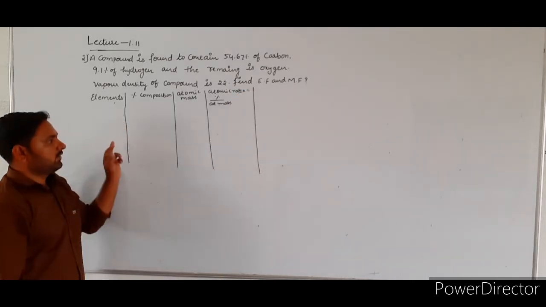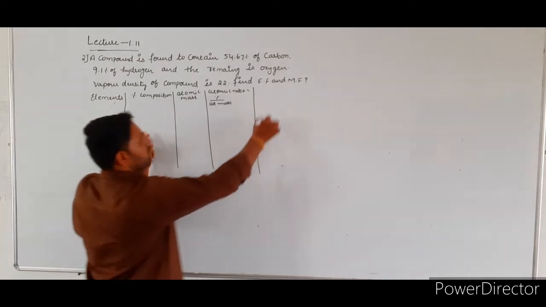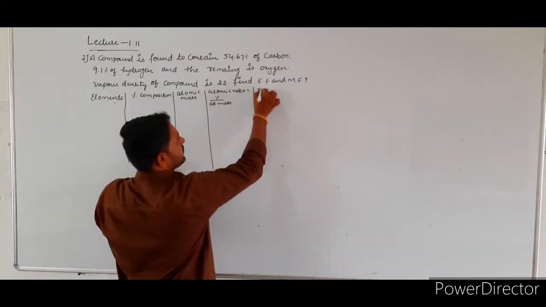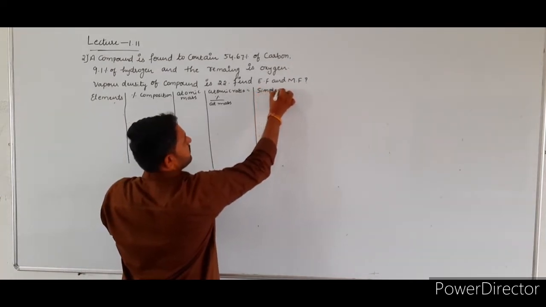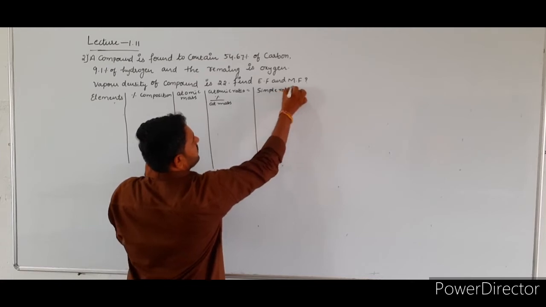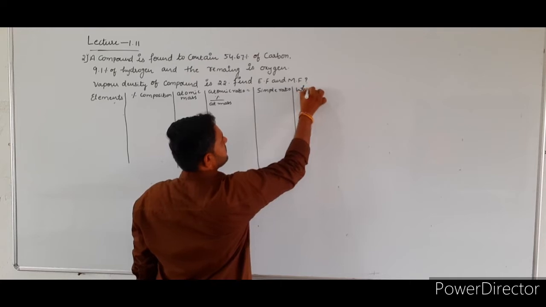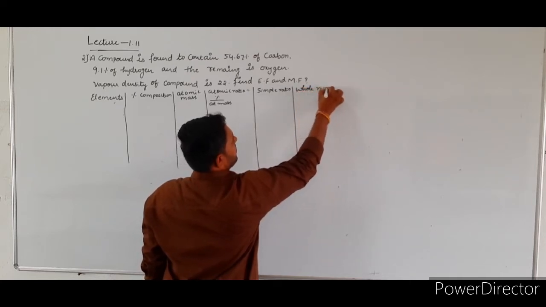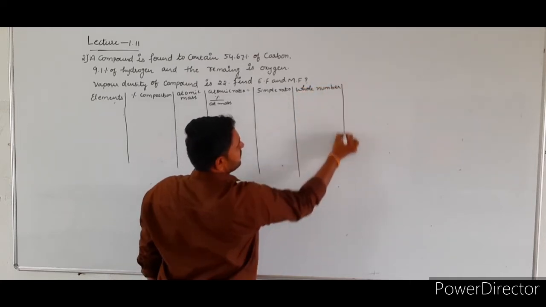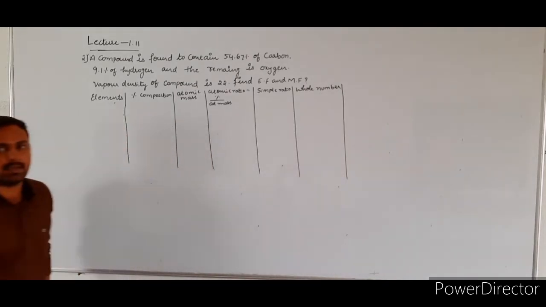Next, in the next column you write simple ratio. In the last column you write whole numbers. This is the tabular column.